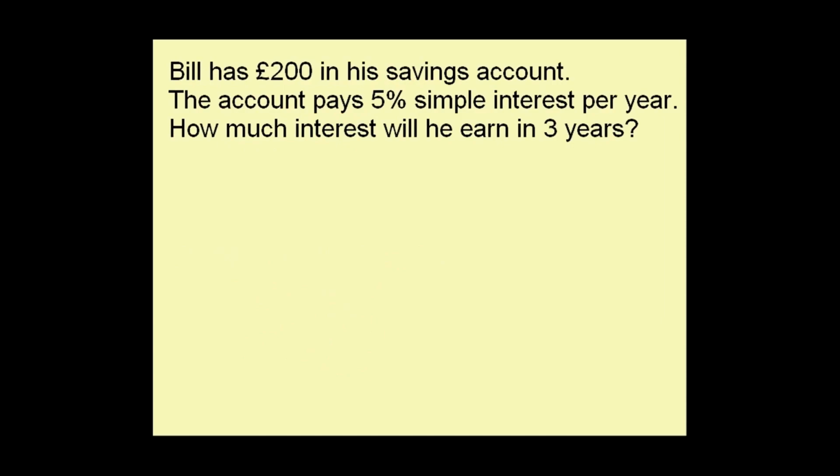So this is a simple interest question. I'm told that Bill has £200 in his savings account and that the account pays 5% simple interest per year. I want to work out how much interest he will earn in 3 years. So the first thing I need to do is find 5% of £200. So remember, we start by finding 10%. 10% of £200 is £20. 5% is half of that, so that's £10. So in each year, he's going to earn £10 interest.